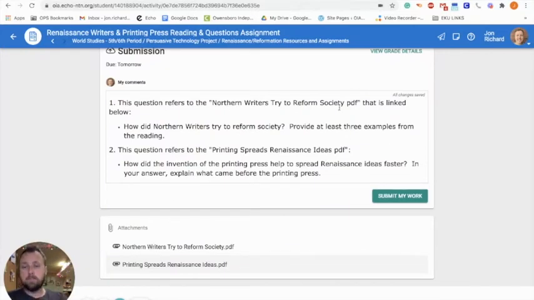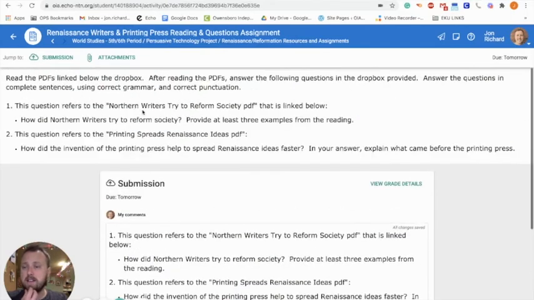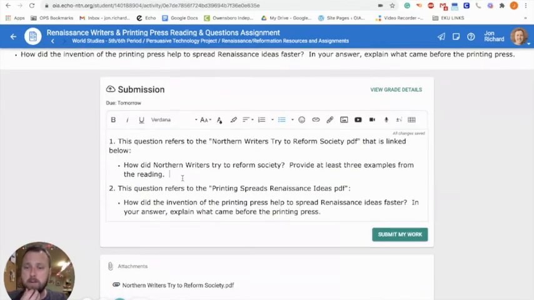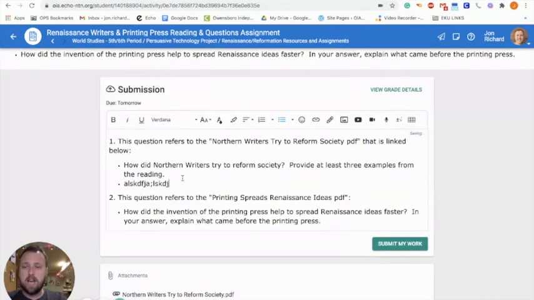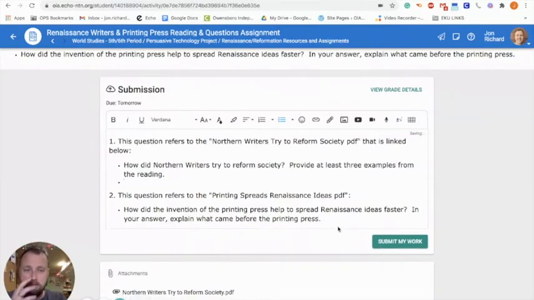So, those 2 questions should be answered in the Dropbox. Again, I copied them from up here and put them in the Dropbox, and you just kind of hit enter and type them down below just like this. Make sure to hit that submit my work button.